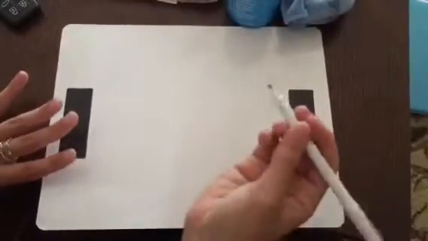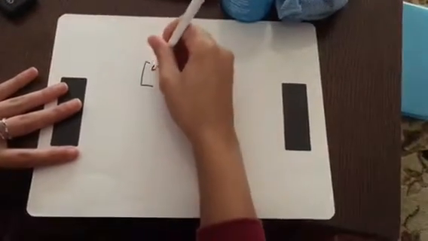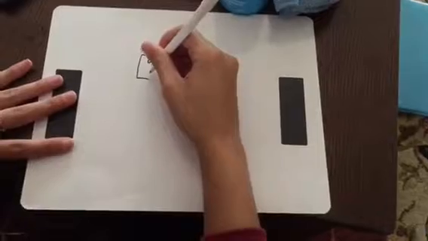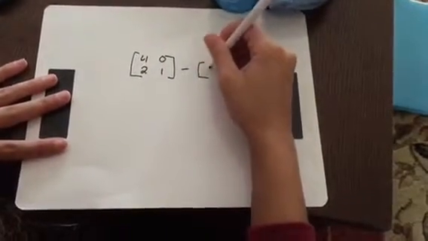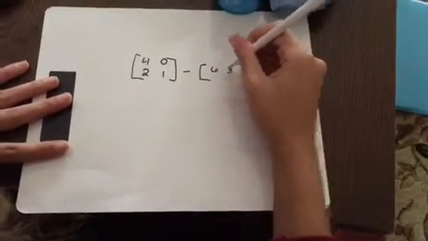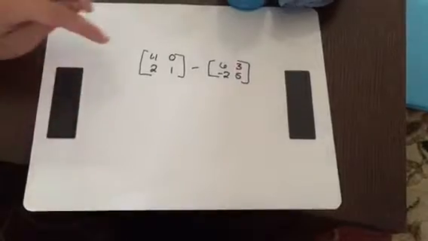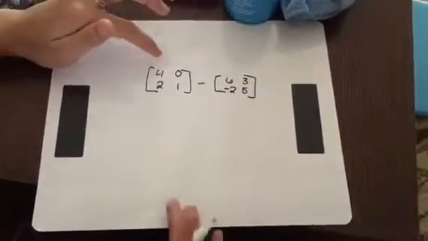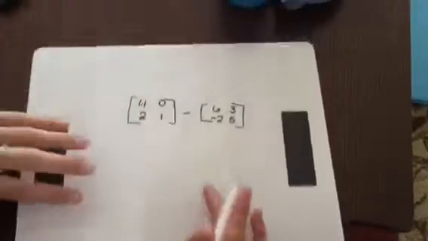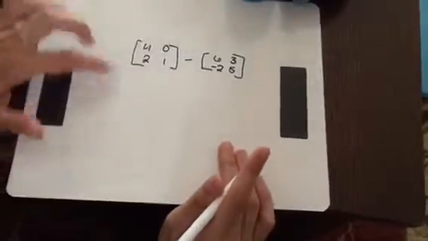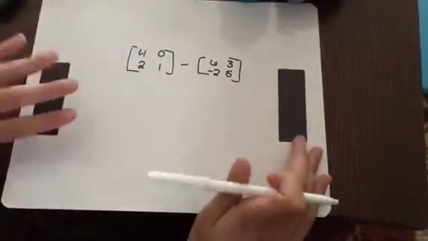To subtract matrices, it's pretty much the same thing. With this example, matrix 4, 0, 2, 1, minus 6, 3, -2, and 5. Again, you're just subtracting this term by this term, and this term by this term, and so on. And it doesn't have to be just a 2 by 2 like in our examples. It can be for any size matrices as long as the order is the same.